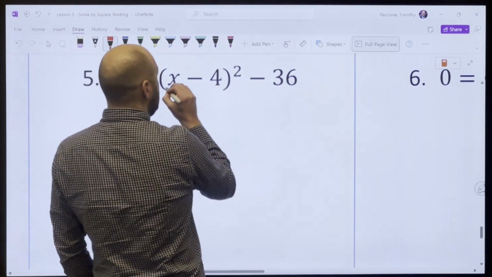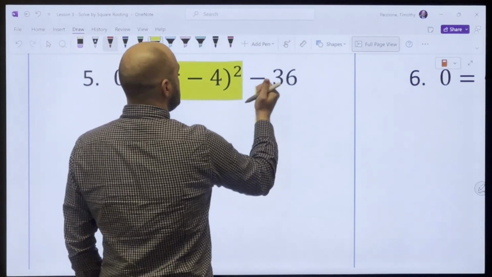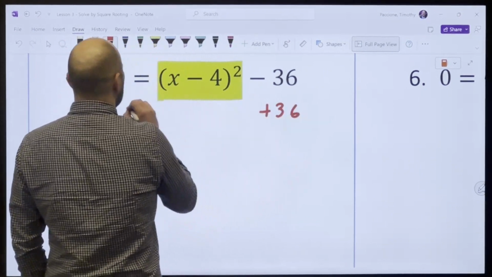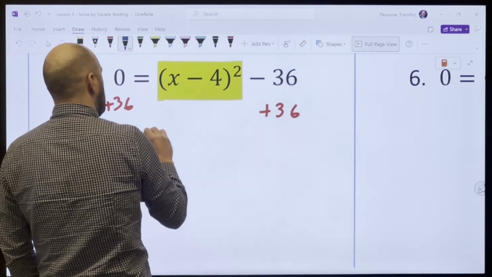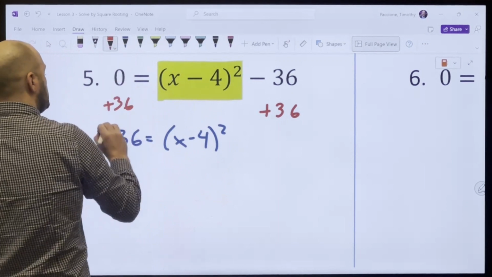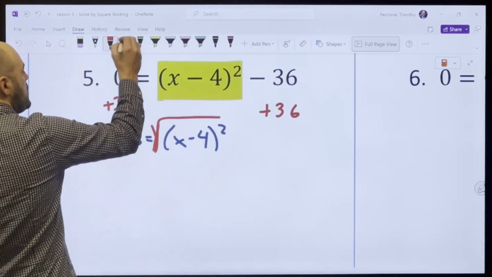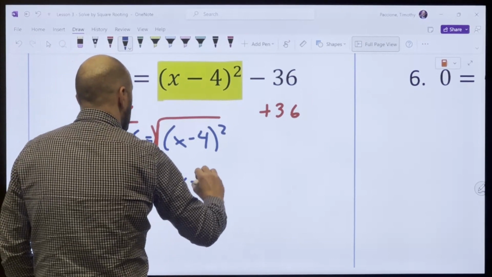Again, isolating the square, which is right here. So plus 36. I get 36 equals x minus 4 squared. Square root, and I get plus or minus 6 equals x minus 4.